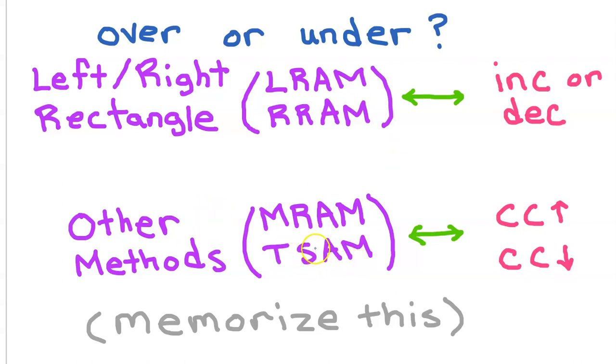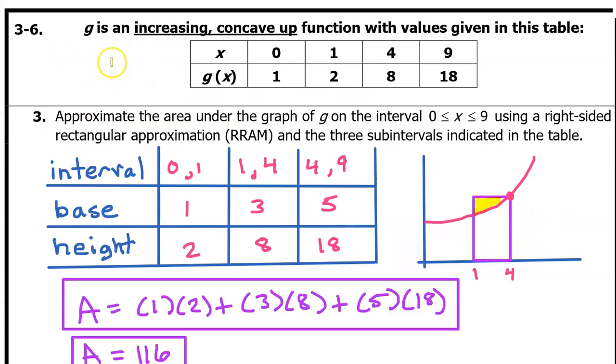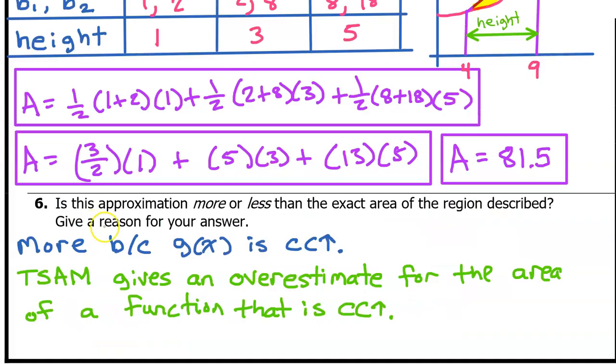For TSAM, you will get an overestimate or an underestimate depending on the concavity of the function. We were told in the setup that function g is concave up, so we must mention this in our justification. So, is the approximation more or less than the exact area of the region described? More, because g of x is concave up. TSAM gives an overestimate for the area of a function that is concave up.